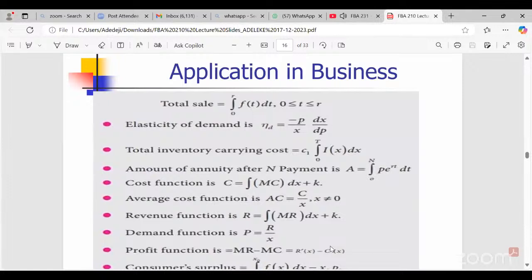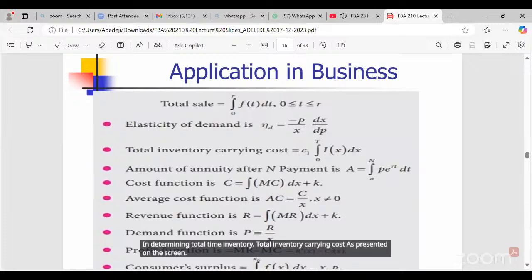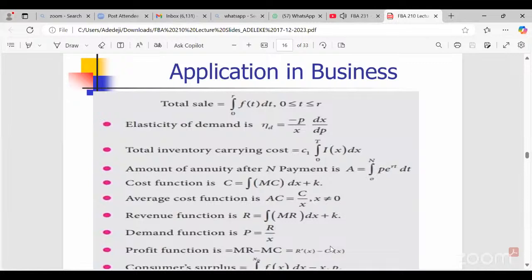Okay, so you can also use integration in elasticity of demand. Integration is also very applicable in determining total inventory carrying cost, as presented on the screen. In the area of annuity, integration is very, very useful.